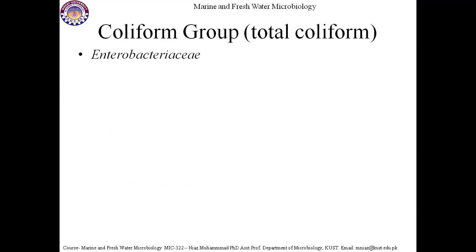Which type of microorganism are we taking as indicator? That is the coliform group, the total coliform group. The coliform group belongs to Enterobacteriaceae, and these coliforms are facultative anaerobes, which can grow in the absence of oxygen as well as in its presence.